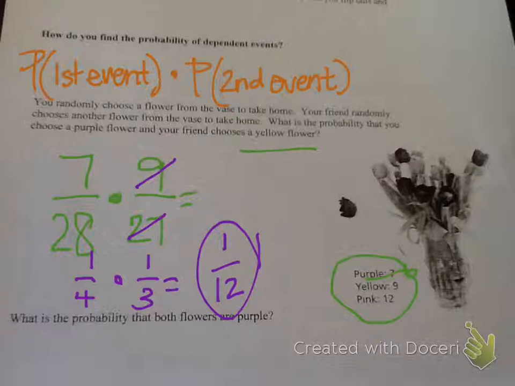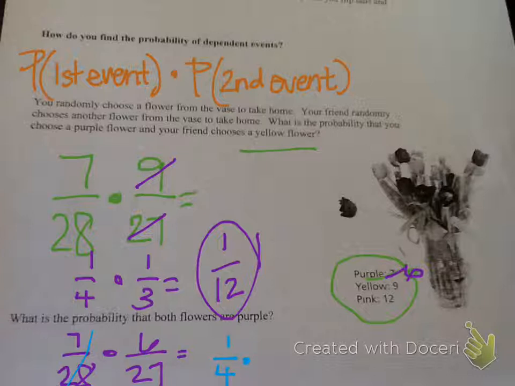And on the last problem, what is the probability that both flowers are purple? Well, the probability of the first one being purple is still 7/28. But now I have 27 flowers for my second choice. And I used one purple one, so now I have 6 purple ones left for my second choice. And I would still cross-reduce. 7/28 can still be changed into 1/4. And then 6 and 27 can both be divided by 3. So we would get 2/9.